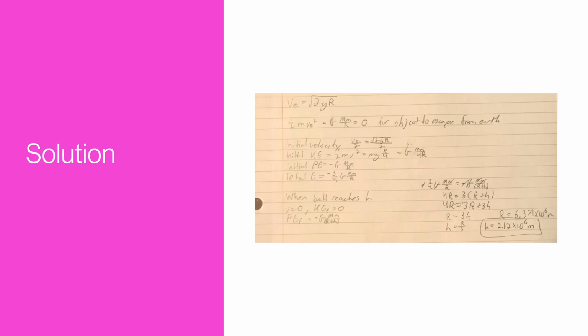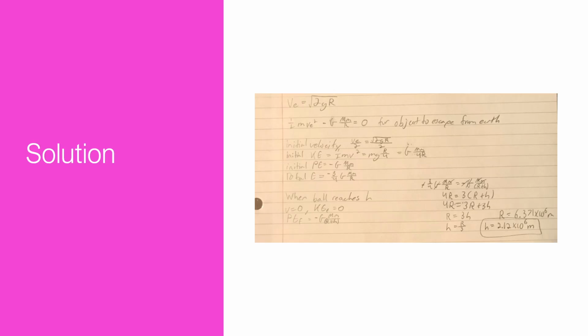And for an object to escape from Earth, we're using energy, so 1/2 mv squared minus GMm over R equals 0, because the final energy would be 0 for it to escape Earth. So the initial velocity would be root 2GM over R, over 2. The initial kinetic energy would be GMm over 4R, and the initial potential energy would be negative GMm over R, the negative because it is the opposite of kinetic energy, so the total energy would be negative 3/4 GMm over R.